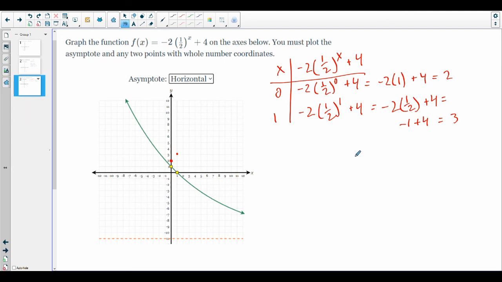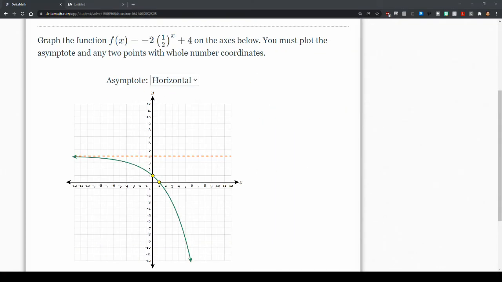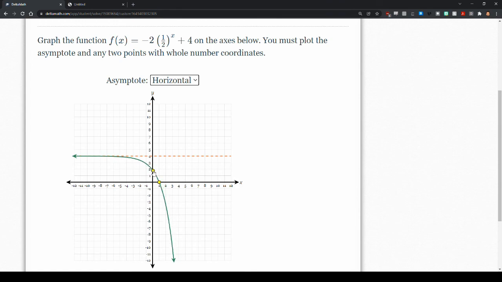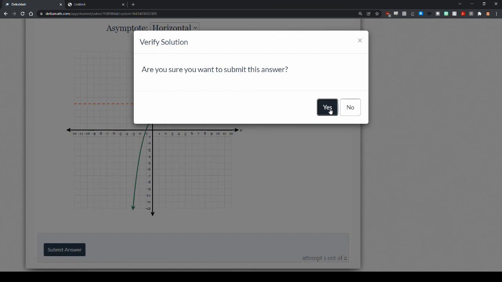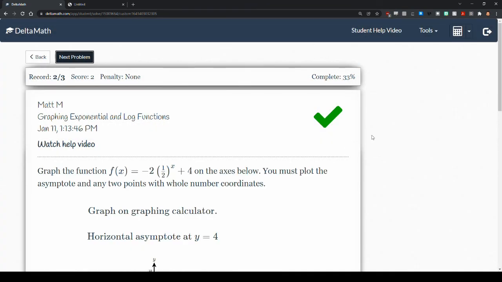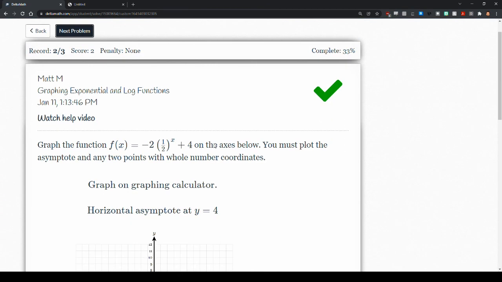Let's see if that does it. So we're going to go up to 0, 2. And what was it? 1, 3. Okay, that matches, we got our asymptote all lined up there. Let's see how we did. There we go. Right on.